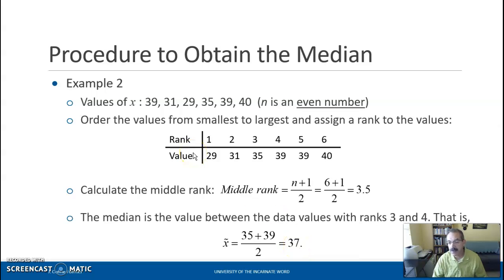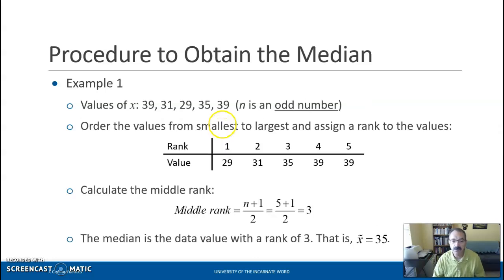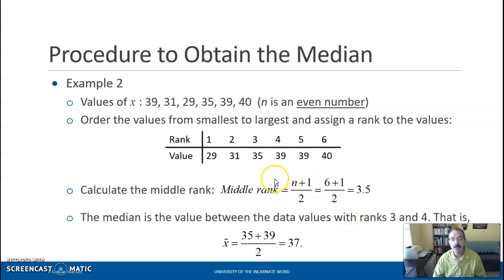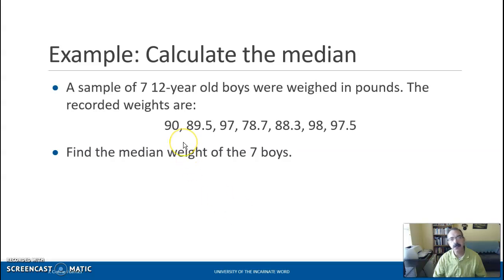So with these two examples, I'm illustrating the two typical cases when you are trying to find the median. In one case, if you have an odd number of observations in your sample, the middle rank is going to be one specific value, and so the median is pretty easy to find. If you have an even number of values, you're going to end up taking an average of the two central ranked values.